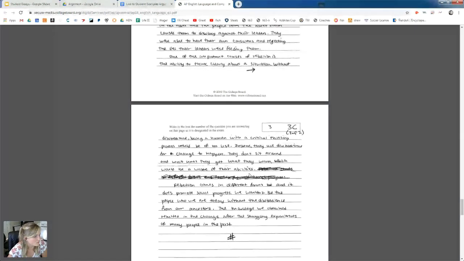Rebellion comes in different forms, and it does promote social progress. We wouldn't be the people who we were today without the disobedience from our ancestors. The knowledge we obtained resulted in the change after the struggling experiences of many people in the past.